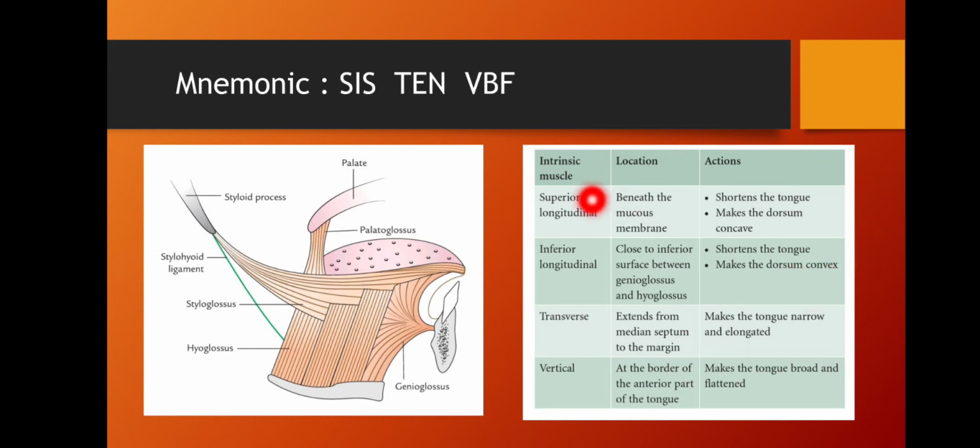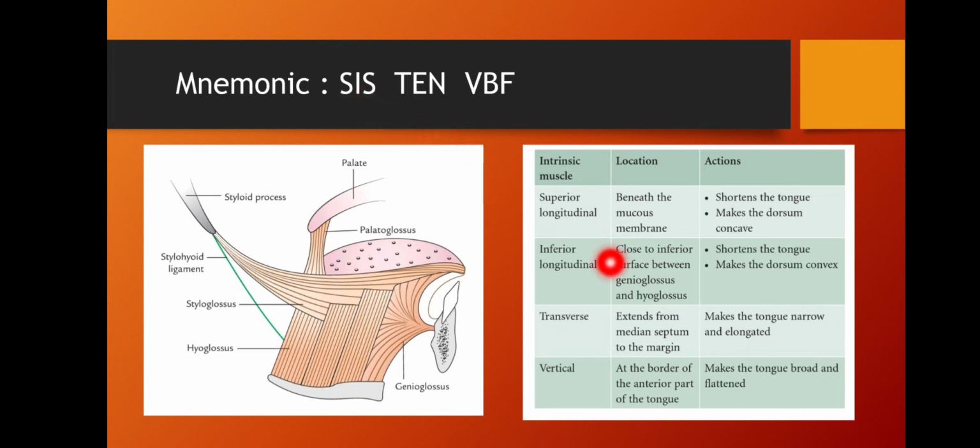How to remember? CIS, sister, CIS. S means superior longitudinal. I means inferior longitudinal. S means shorten. So superior longitudinal S, inferior longitudinal I, they will do the function of shortening.